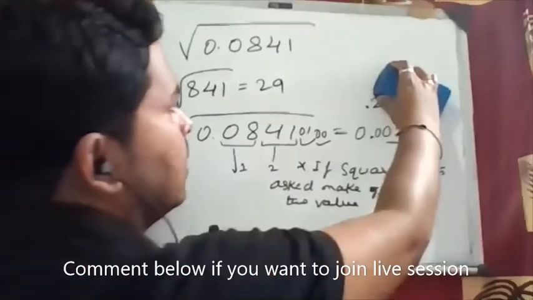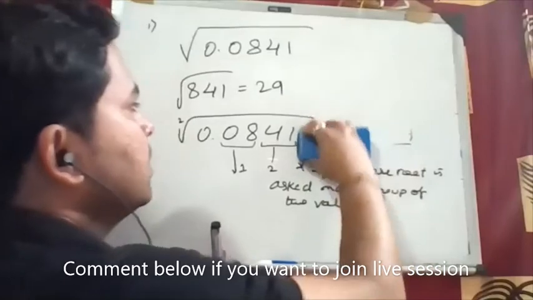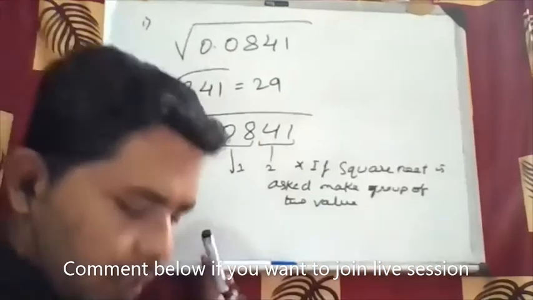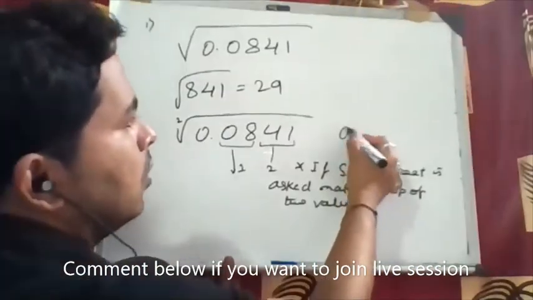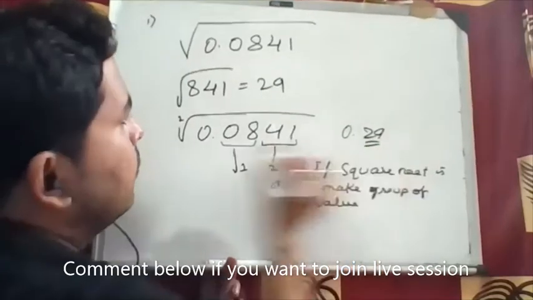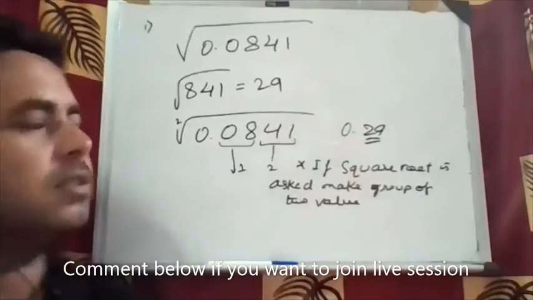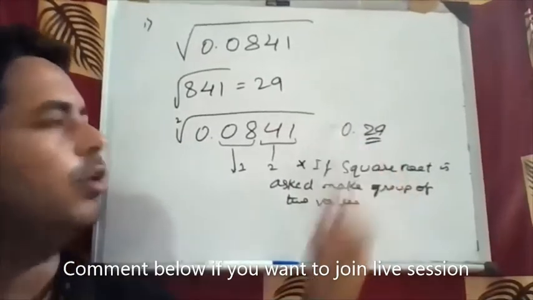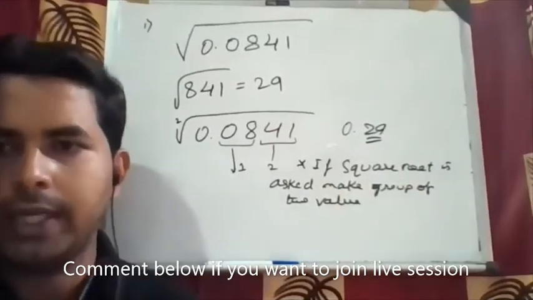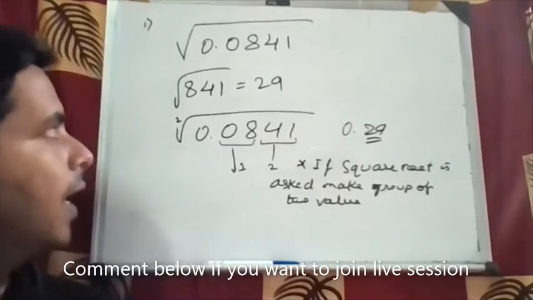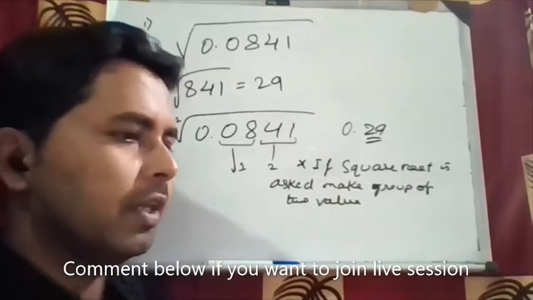So here the answer for this question will be 0.29. How did we get 29? We made 2 groups because square root is asked, and we kept the decimal before 2 digits. This is one method. And I'll give one more question. You people tell me now.